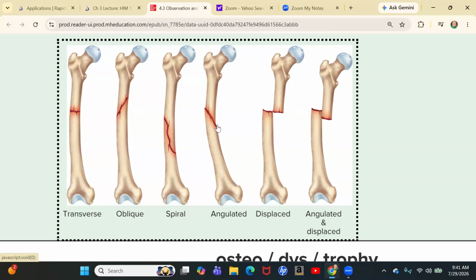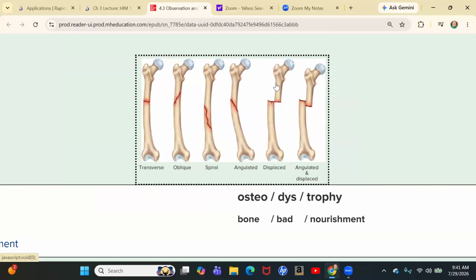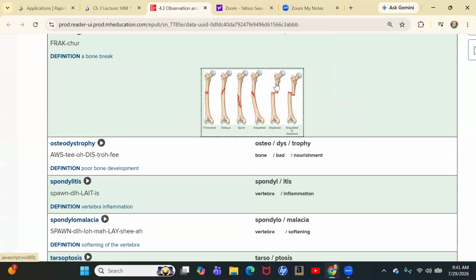Angulated, okay, also at an angle here. Displaced, and then angulated, displaced. Okay. You also have dislocation, which is where the joint is out of the socket.